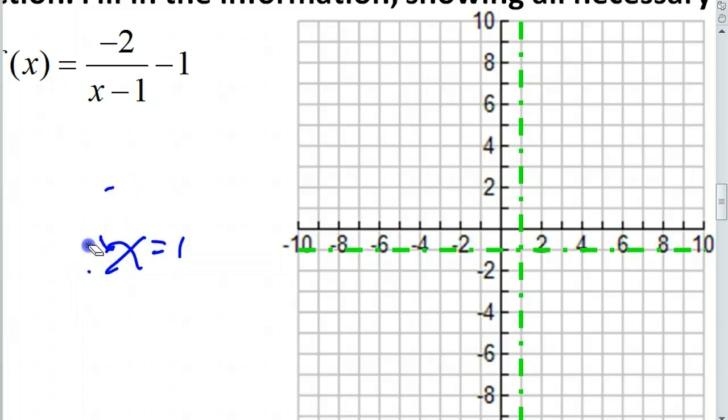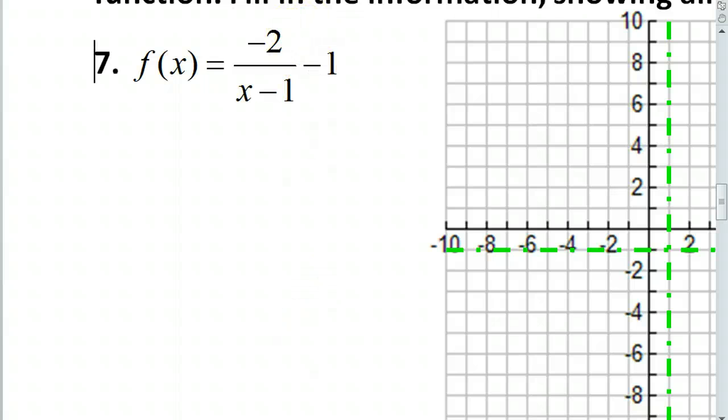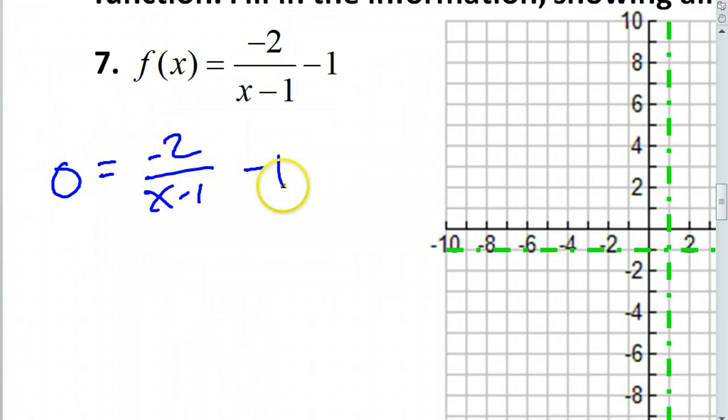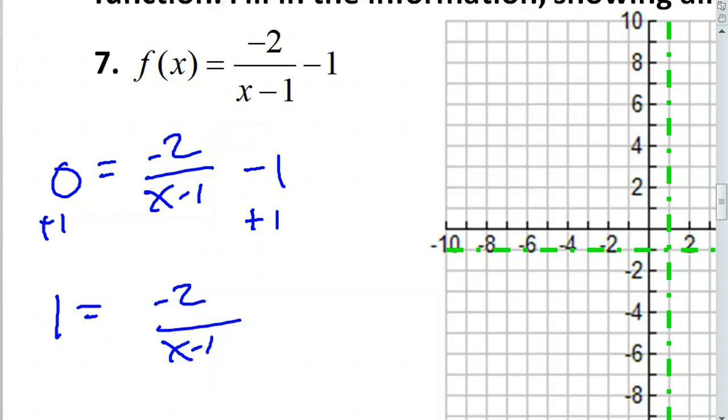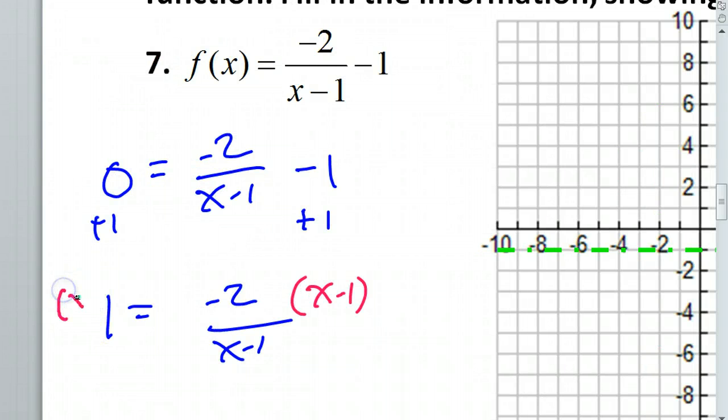So if I want to find the x-intercept, for graphs like this, this is the one time I have to just go, okay, 0 equals -2 over x minus 1, minus 1, and solve this. So I would add 1 to both sides, for example. That's going to give me 1 equals -2 over x minus 1. Then I would multiply by x minus 1 on both sides.